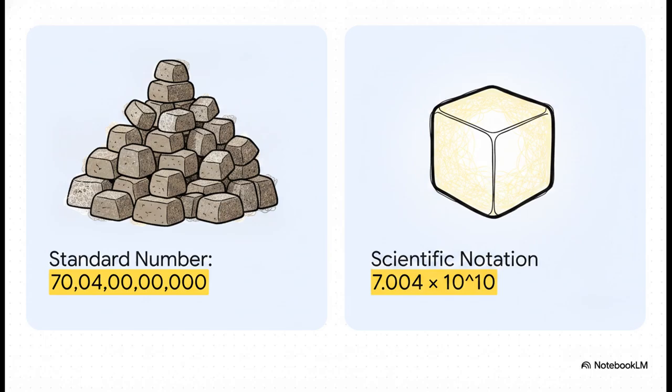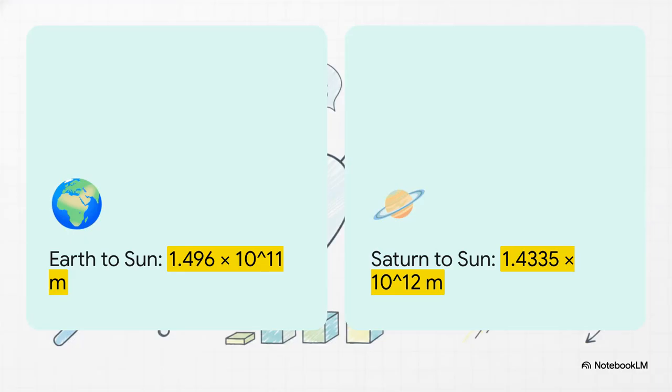But check out the scientific notation, or standard form, right below it. 7.004 times 10 to the power of 10. It's clean, it's elegant. By using a base of 10 and an exponent, we can pack all of that massive scale into a neat, easily readable package. Let's see how this builds our understanding of space.